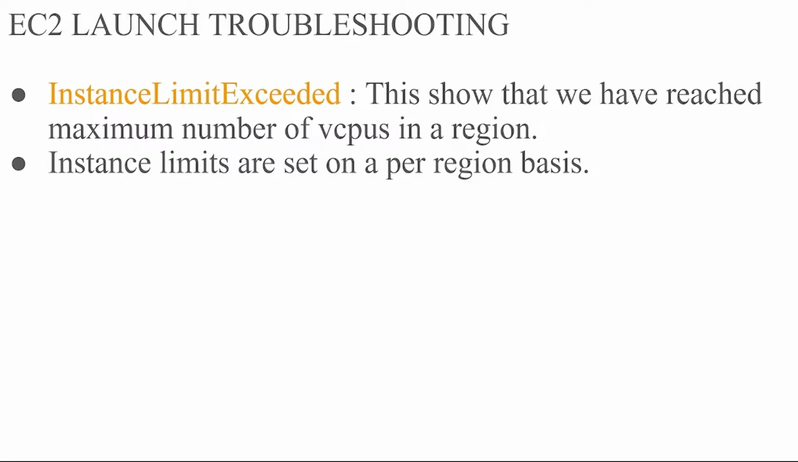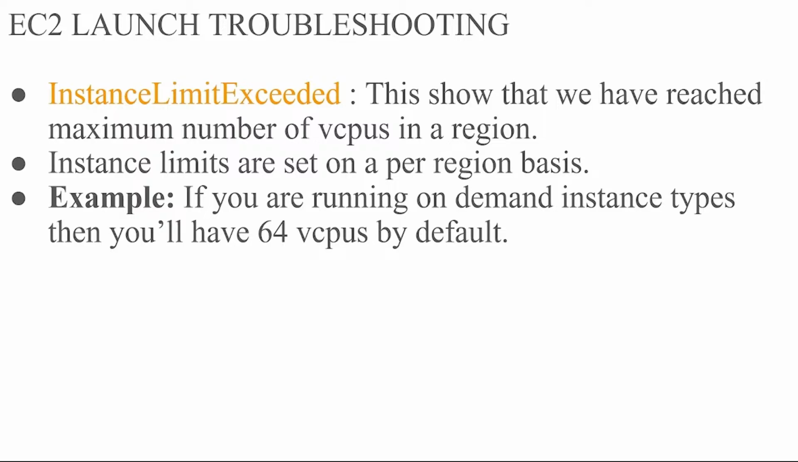Suppose if you are in US, whatever your region is, your instance limit will be set as per your region only. For example, if you are running on-demand instance types, then you will have 64 vCPUs by default.